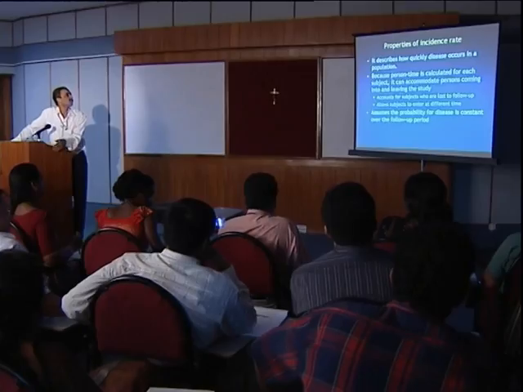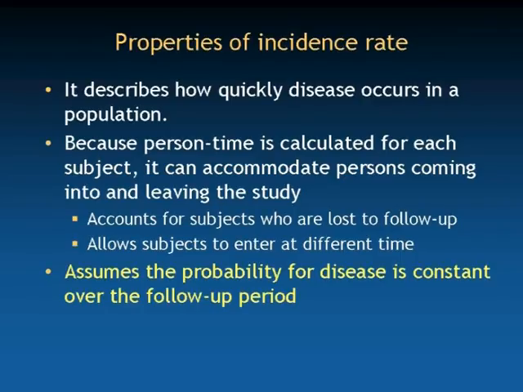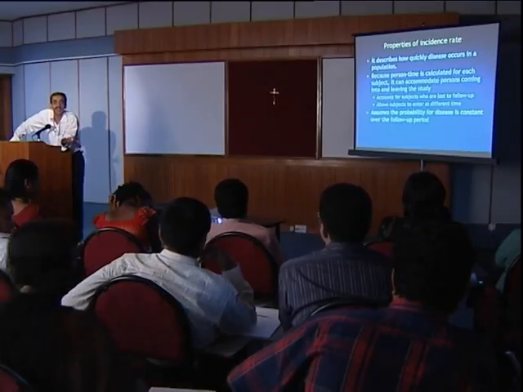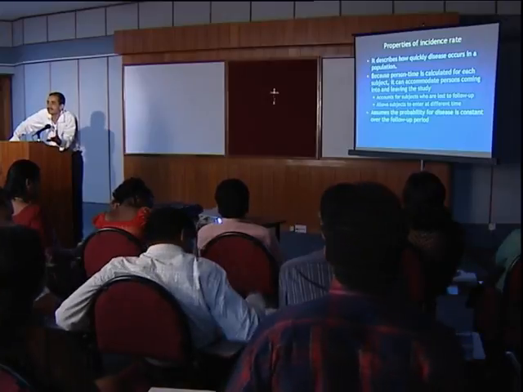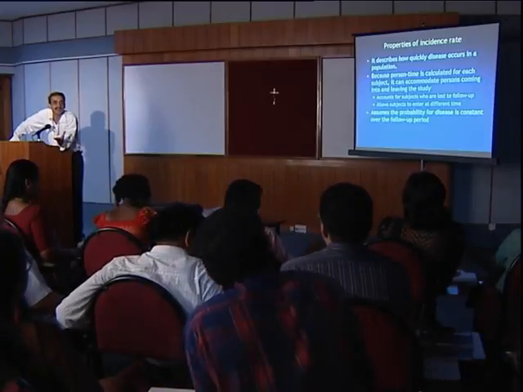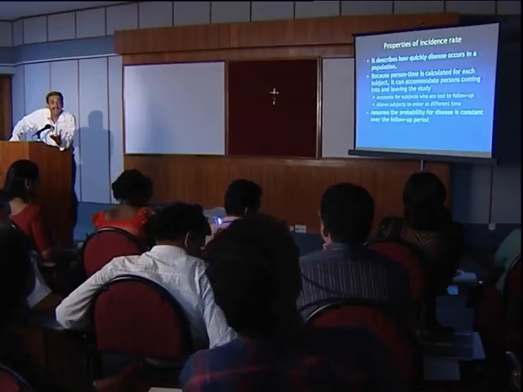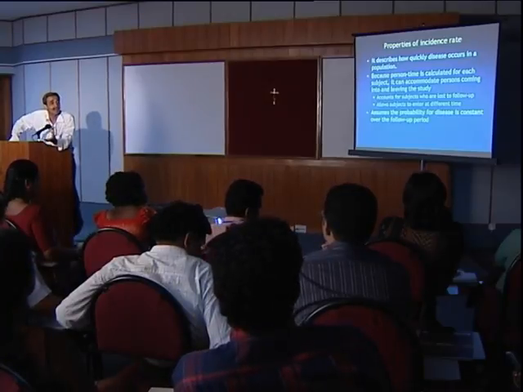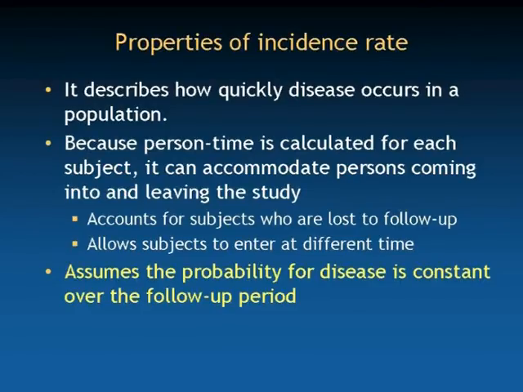So what are the properties of incidence rate? It describes how quickly the disease is occurring in the population. So here the rate is 4.9 per 100 person years. If the rate is 10 per year, it is more. So in a year, out of 100 individuals, 10% will develop the disease. So it describes how quickly the disease occurs in a population.